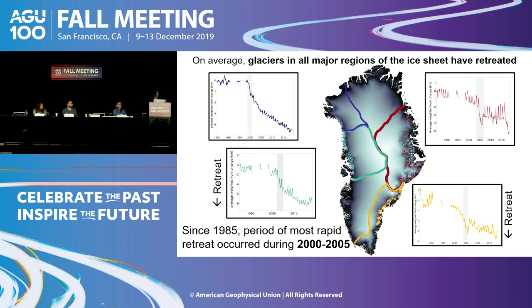And in these figures, the 4 figures are just showing the different major basins of the ice sheet. As you move down on the y-axis, that is indicating net retreat. So the further down you go, that's more net retreat through time. And on average, these glaciers have retreated about 5 kilometers. The areas that I've shaded in gray are marking the period of most rapid retreat. And what we find is that while all the glaciers have retreated in time, the period from 2000 to 2005 seems to be the most common time period where we see the most rapid retreat occurring.